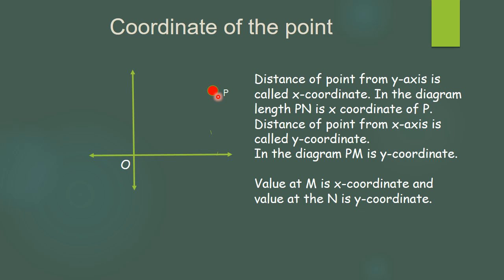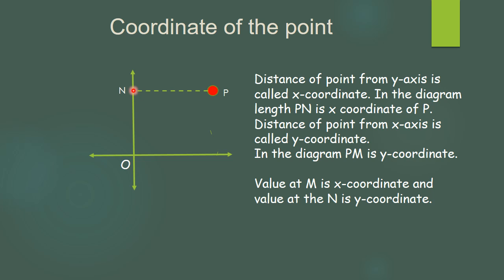Now, what is meant by x? It is nothing but the x coordinate. And when we write x, comma, y, the y is the y coordinate. First we will try to understand the x coordinate. The x coordinate is the distance of this point P from the y-axis. It means this length PN is the x coordinate.